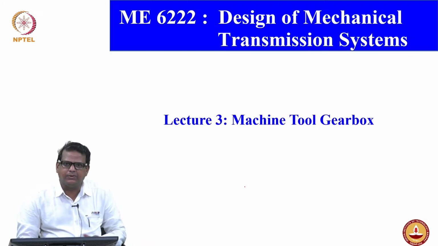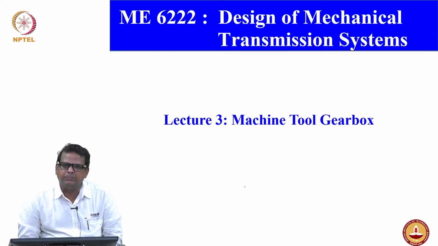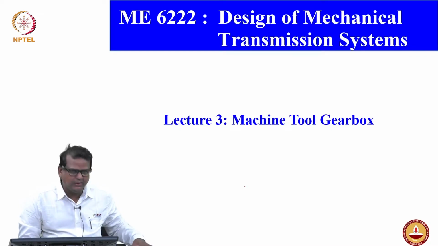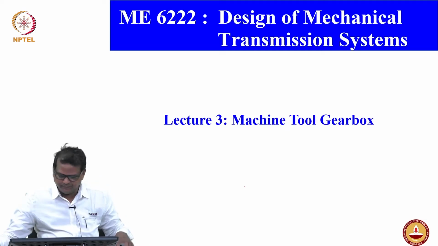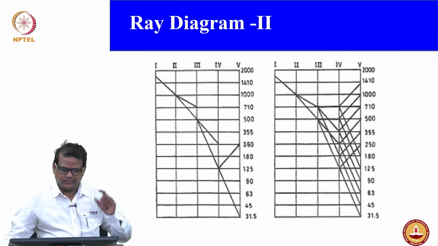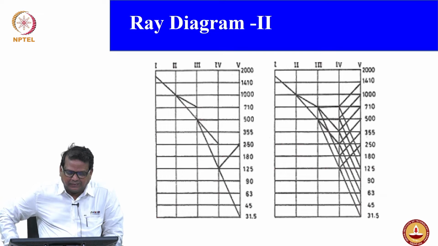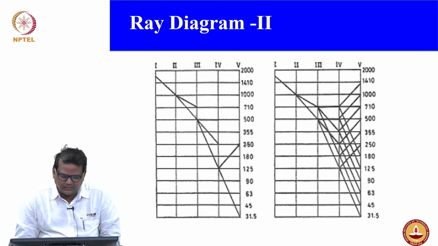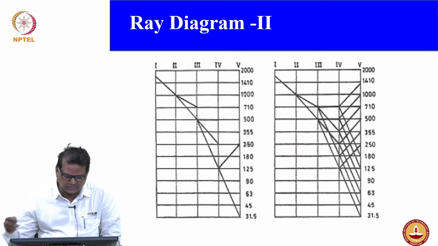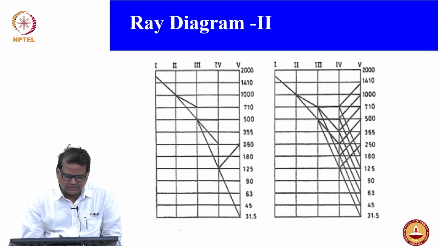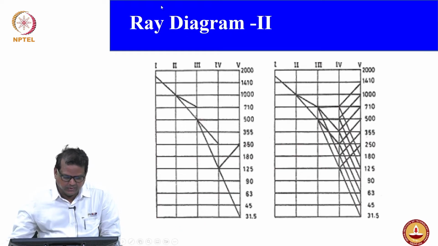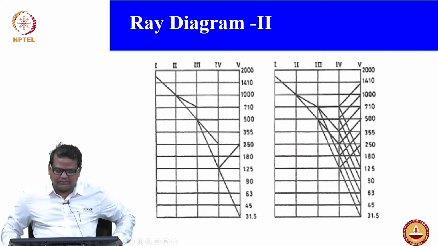We will continue with the machine tool gearbox aspect, particularly the ray diagram aspect. This is another diagram, you can see the ray diagram. One is the initial construction ray diagram, and the other one is a complete diagram. If you look at the ray diagram, what information can we get?